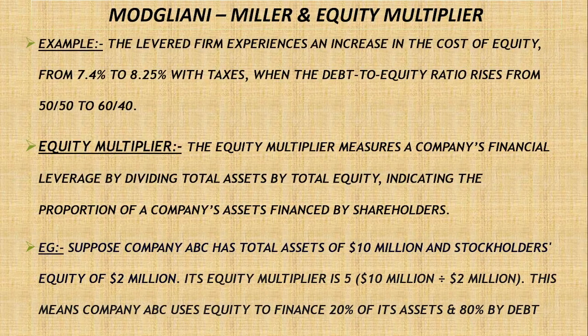Example of Modigliani and Miller: the levered firm experiences an increase in the cost of equity from 7.4% to 8.25% with taxes, when the debt-to-equity ratio rises from 50/50 to 60/40.